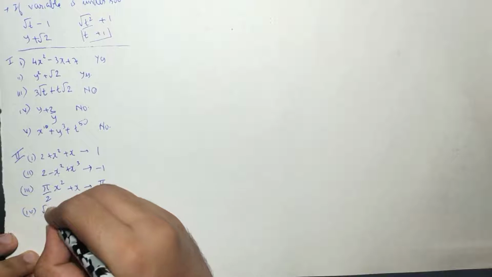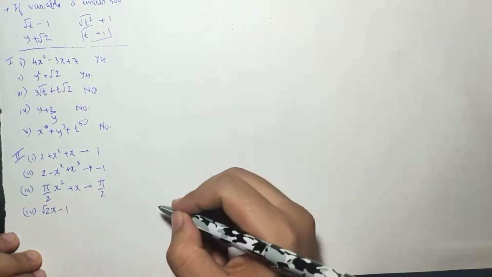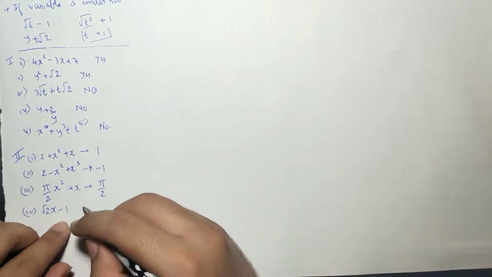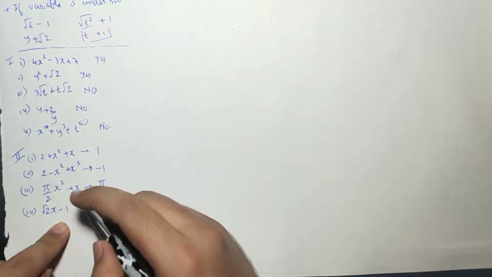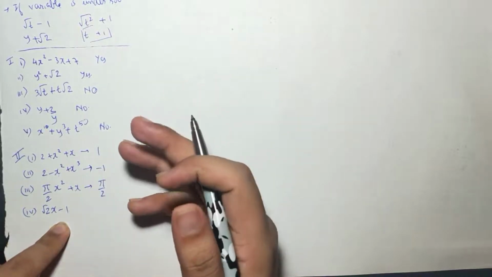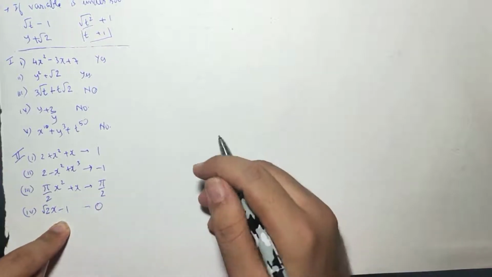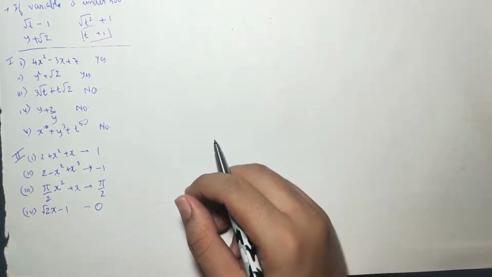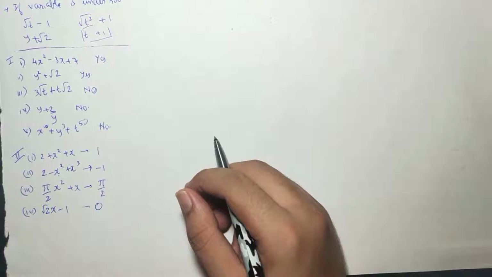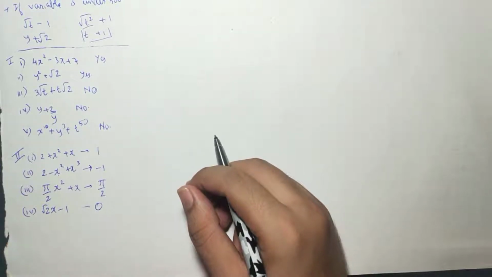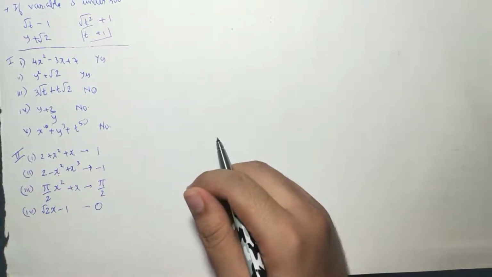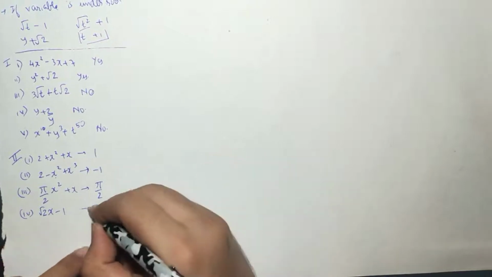Fourth, root 2x minus 1. There is no x square term over here. If there is no x square term, it is not having any coefficient, so the coefficient of x square would be 0. If there is no x square, how could we write the coefficient? The coefficient will be 0.